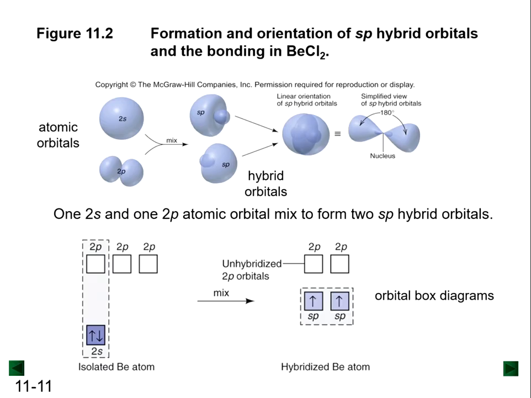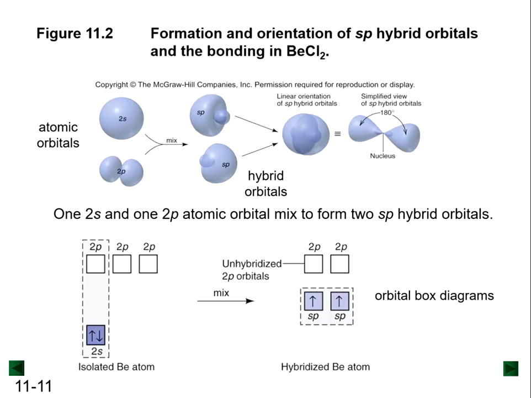Let's take as an example beryllium chloride. Remember we looked at beryllium chloride earlier. Even though it's a metal and a non-metal, it has substantial covalency in its bonding. Beryllium chloride has 2 electron groups around the central beryllium atom. With 2 electron groups, we know that 2 atomic orbitals are needed, so we have an s and a p. We will produce 2 sp hybrid orbitals.